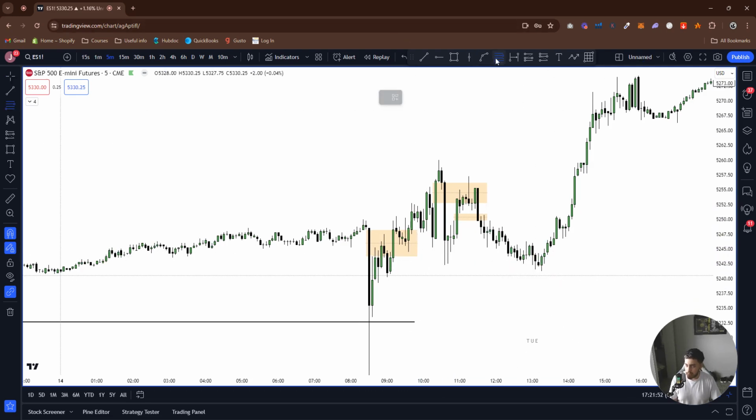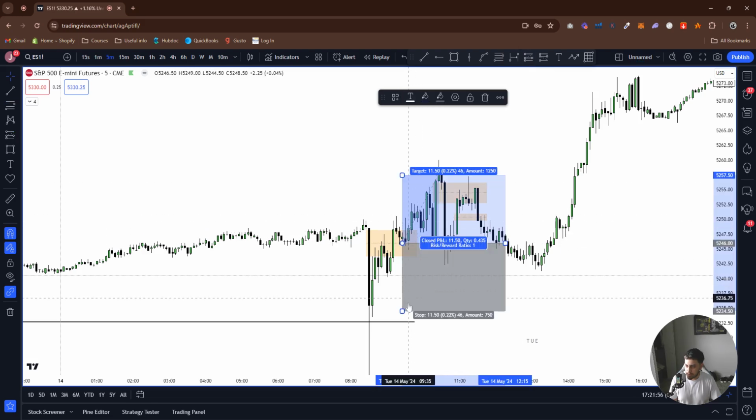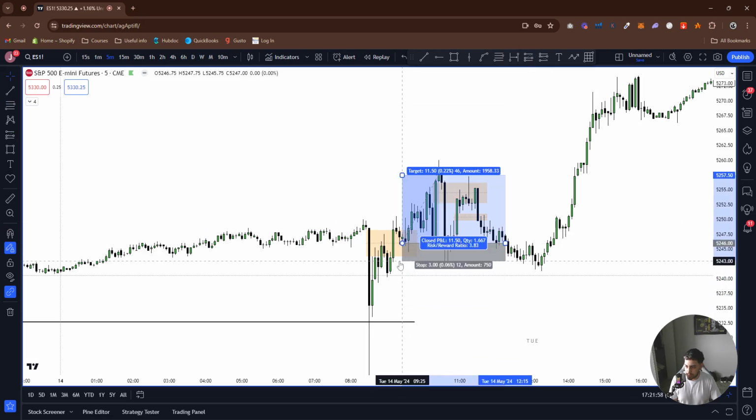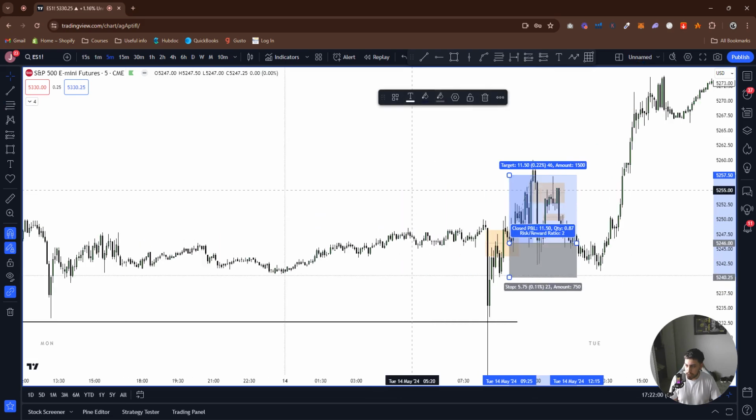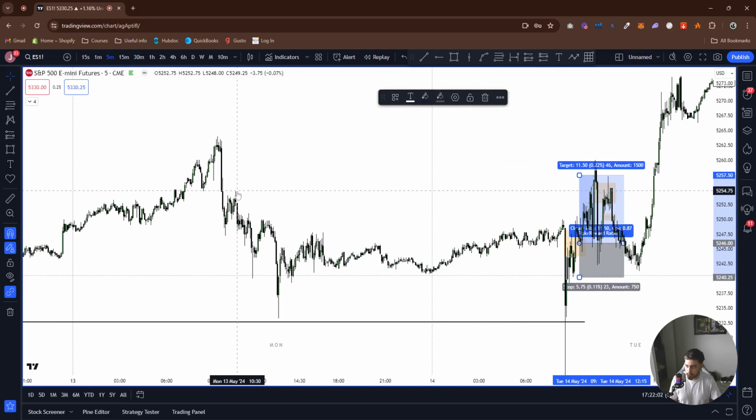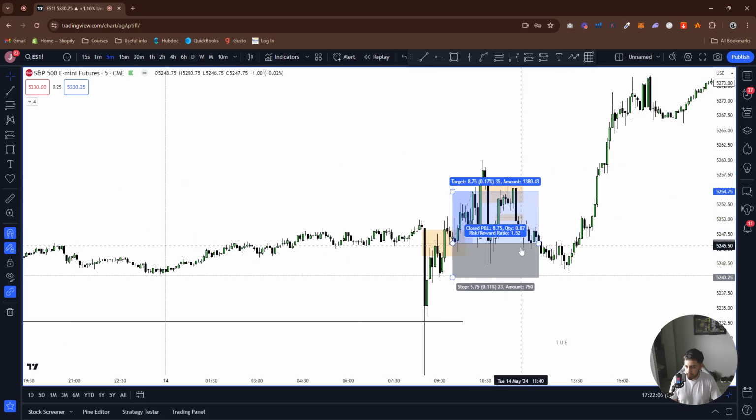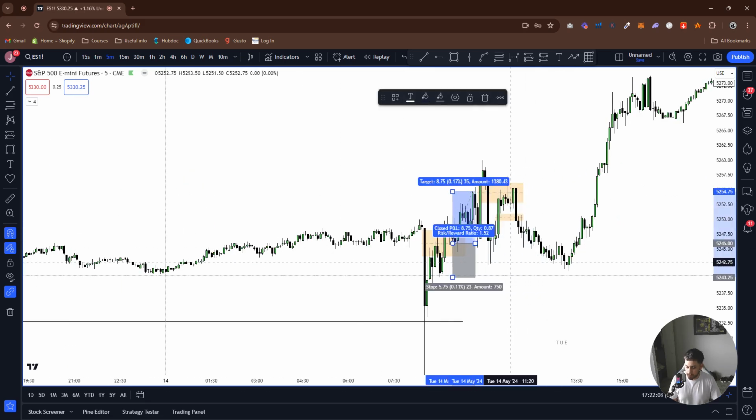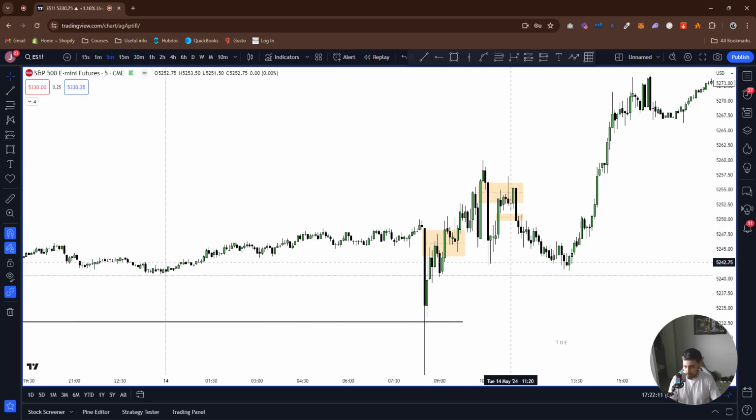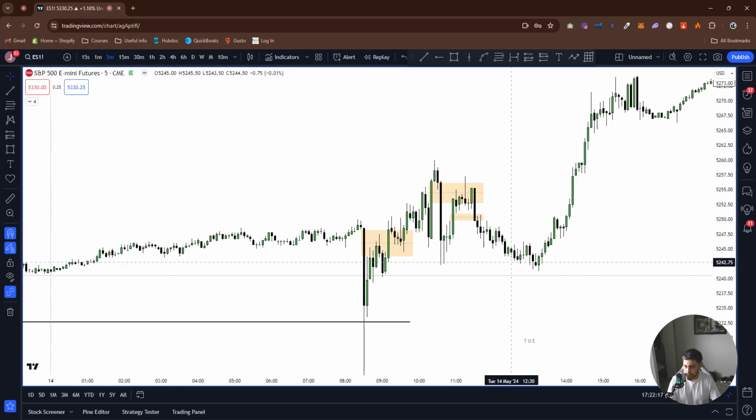Like if you would have went long anywhere right here in this inverse, and then you place your stop below this low or this short-term swing low, and then you targeted this internal high right here. This would have been a 1.5. Okay. Again, this model has a very high win rate, but the RR is going to be very low. It's going to be a 1-to-1, 1.5, 2 at best. Okay.